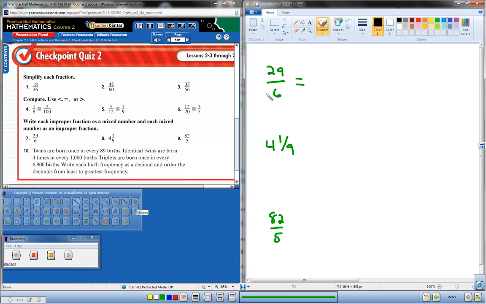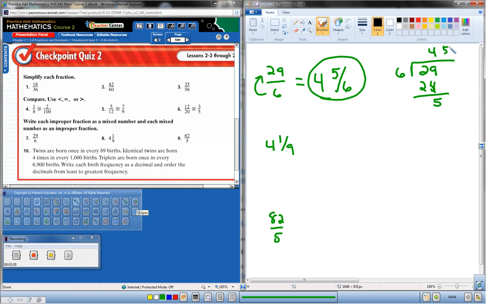To change this to a mixed number, we need to divide 6 into 29. 6 goes into 29 how many times? Well, 6 times 4 is 24. 6 times 5 is 30. So we'll start out by writing 4. 6 times 4 is 24, and that leaves us 5 short of 29. So 4 and 5/6 would be our answer. You can very easily set this up also doing this: 6 goes into 29 4 times, with 5 left over. And the remainder is written as a fraction over our divisor.